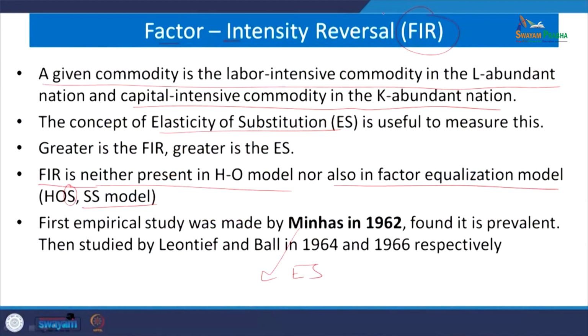The first empirical study, as I just said, was made based on this intensity reversal and found it prevalent. Later it was again re-emphasized by Leontief, and by Ball in 1964 and 1966 respectively. So factor intensity reversal is clearly an objection to the HO model, clearly a contradiction, because the proposition is not valid. It also contradicts the other two models; in the HOS model, factor price equalization is not necessarily going to equalize the prices.